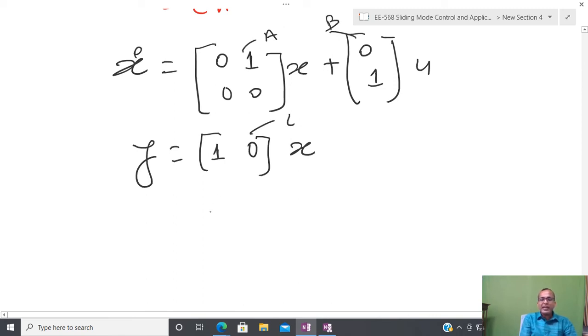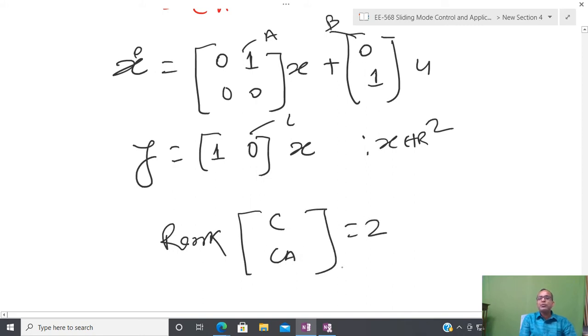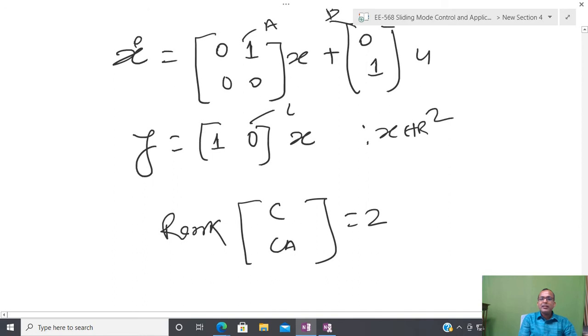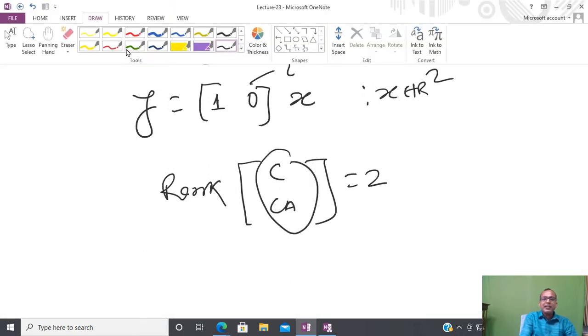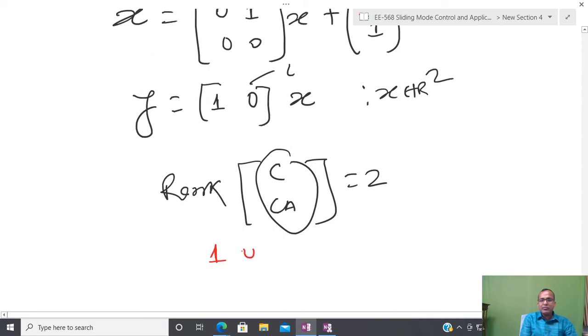Now in this particular system, since x belongs to R2, I have to make sure that the rank of this matrix C and CA should be 2. So I just have to make sure about this. C I know is 1 0, and CA means I have to multiply this matrix with this. So R1 into C1 is 0, and R1 into C2 is 1. It means this matrix can be written as 1 0 0 1.